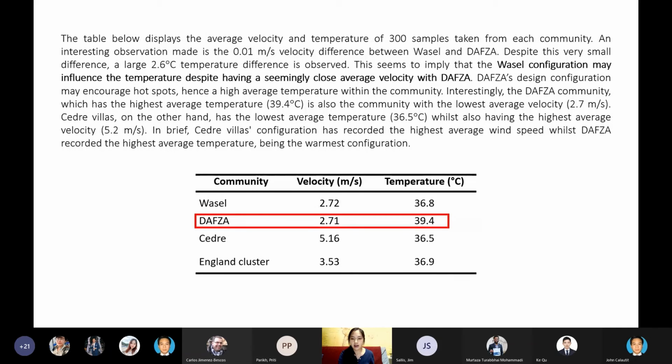DAFSA, as you can see, has the highest temperature along with the lowest velocity, and Cedar Villas has the highest velocity while also having the lowest temperature.